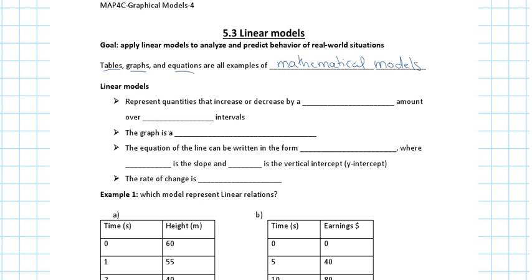So linear models represent quantities that increase or decrease by a constant amount. We talked about that yesterday, for example, the earning per hour for a person depends on how many hours they work, and that's going to be a constant amount that they're going to increase every hour, right? If you work for 10 hours, you're going to get $100. If you work for 11 hours, you're going to get 110. So you're going to increase by 10 for every hour, over equal intervals.